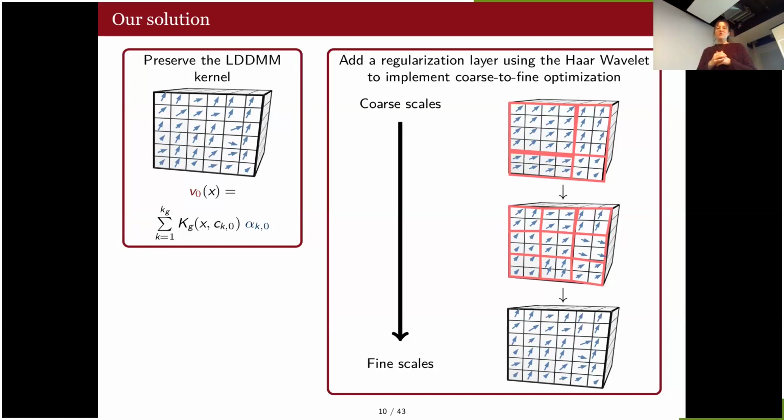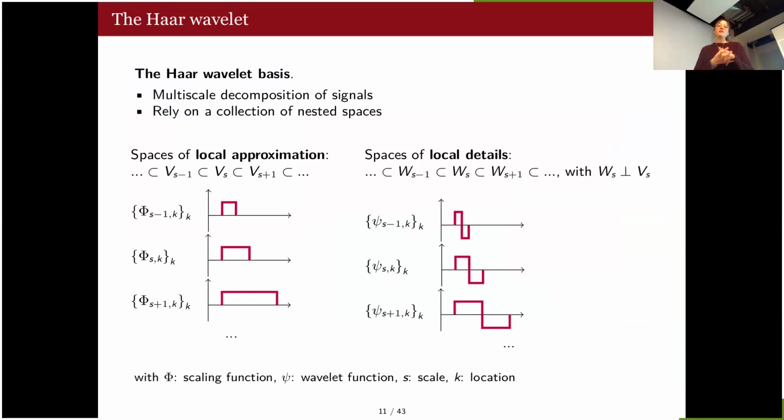And we will use the wavelet functions to implement a coarse-to-fine optimization, meaning that we will impose additional smoothness constraints during optimization on the velocity fields, and we will progressively relax these constraints in order to incorporate finer and finer scale coefficients to our velocity fields. So to get into more details, I'm going to briefly present the Haar wavelet function.